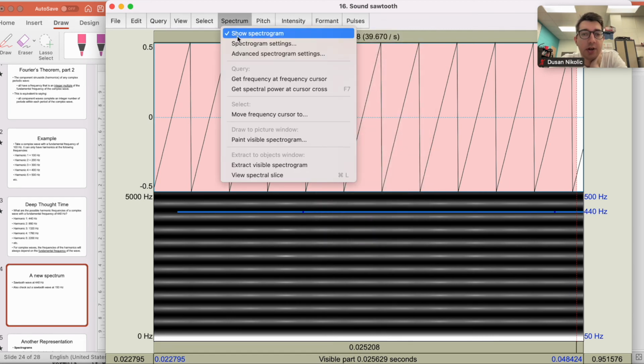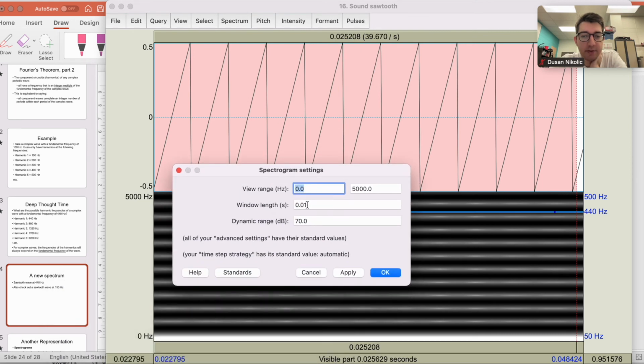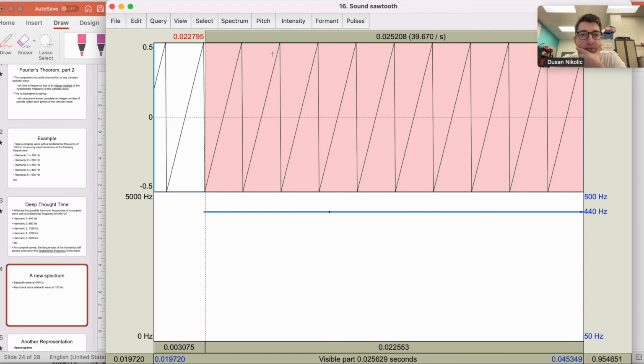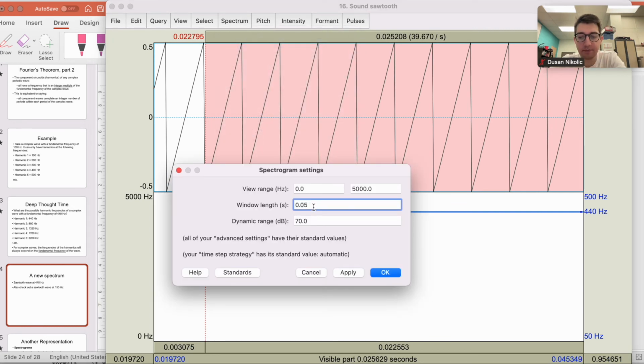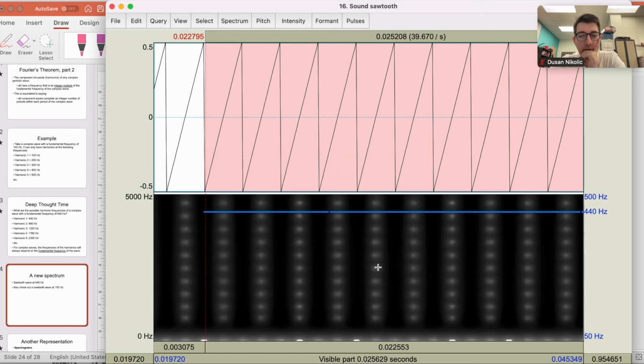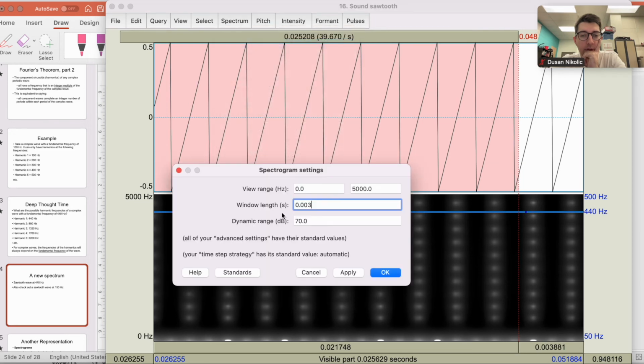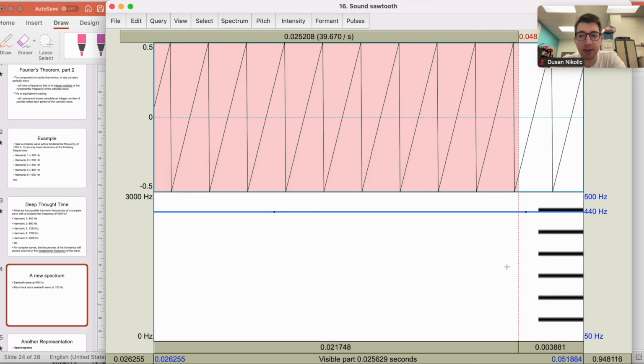Let me try and get the spectrum settings a bit different. Let's see, reduce the intensity a little bit. Try with this one. Yeah, this one is good, actually.